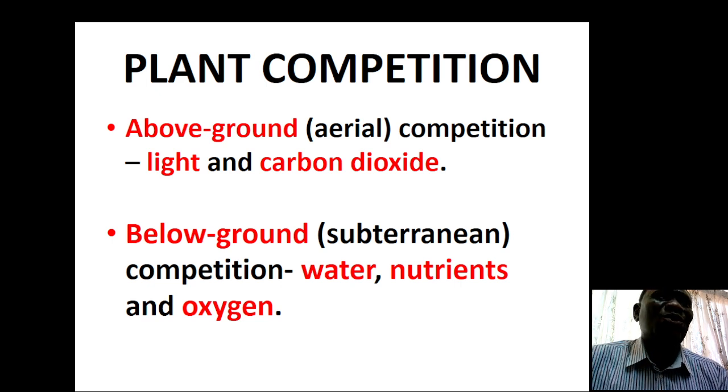So let us move on to plant competition. We have got 2 types of competition. We have what we call above ground or aerial competition, which can be competition for light and carbon dioxide. Then we have got below ground or subterranean competition, which could be competition for water, nutrients, and oxygen.